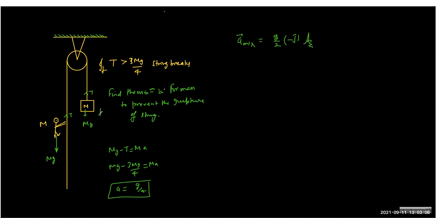Because this time the rope is going up. The rope is going up with acceleration a, and the man is going down with acceleration a. So in the frame of the rope, he is going twice the value downward. So it's twice of g by 4, which is g by 2.